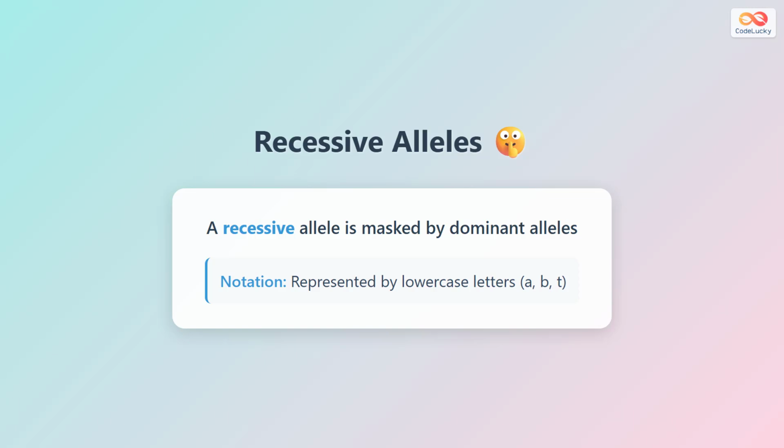In contrast, a recessive allele is masked when a dominant allele is present. For a recessive trait to appear, you need two copies of the recessive allele, one from each parent. Scientists use lowercase letters to represent recessive alleles, such as lowercase a, lowercase b, or lowercase t. Think of recessive alleles as quiet voices that can only be heard when there's no loud voice present.